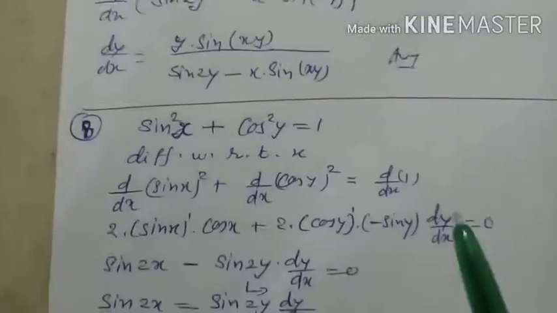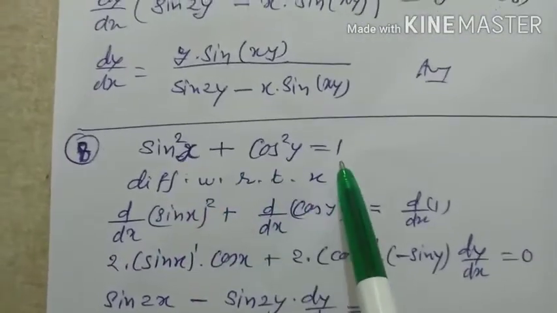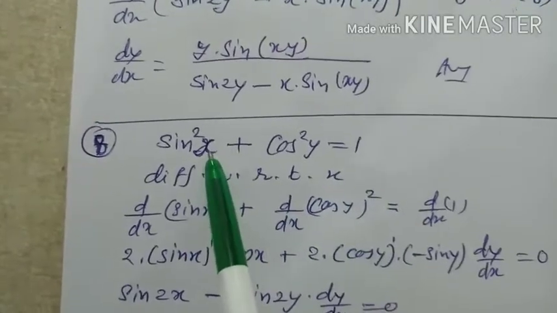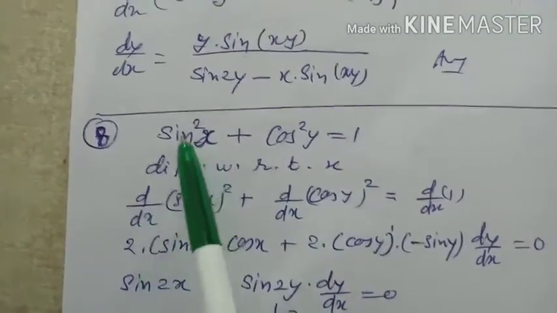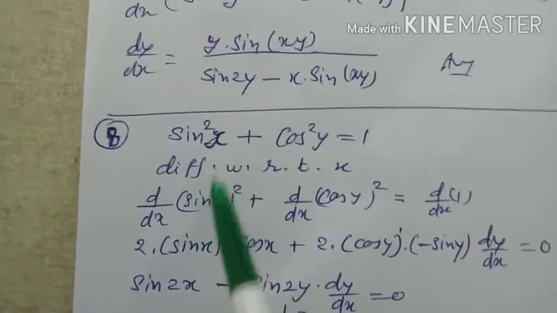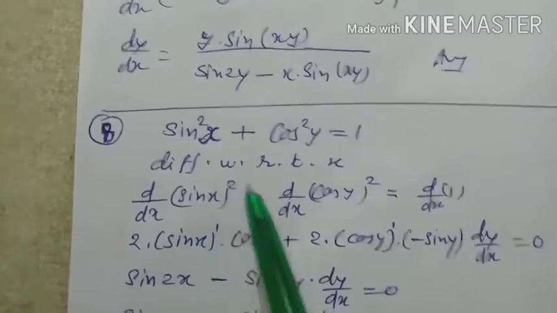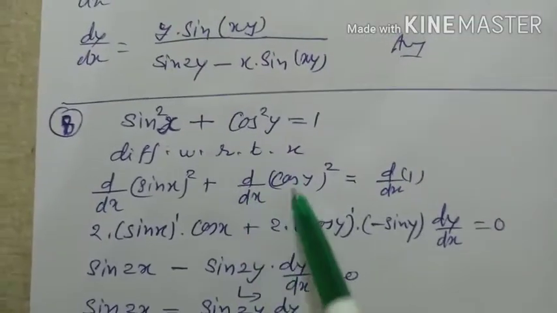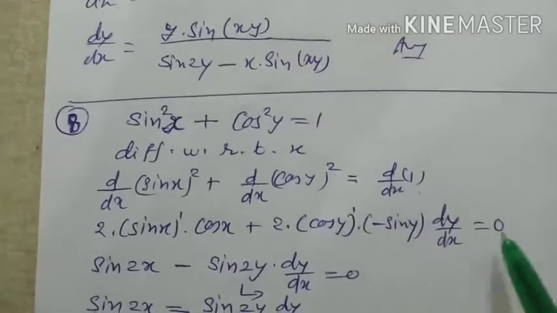Next question number 8, same as this. Sin square x plus cos square y equal to 1. So differentiate with respect to x, and d by dx of sin square x, it means sin x whole square, and same as here d by dx of cos y whole square, and right side differential of 1, which is 0.